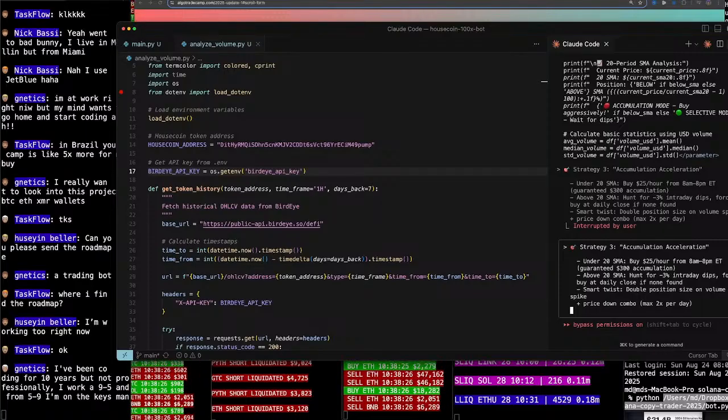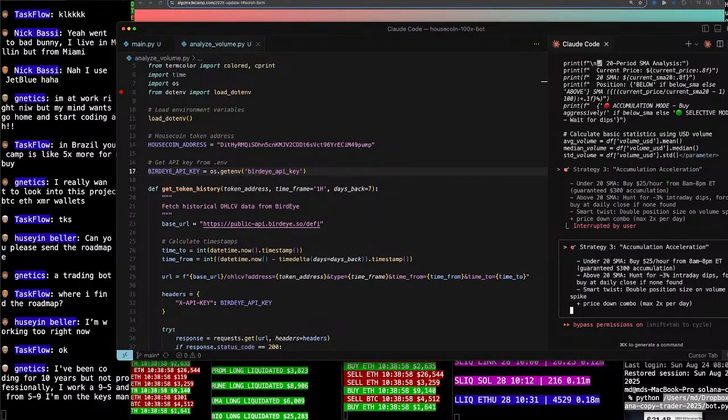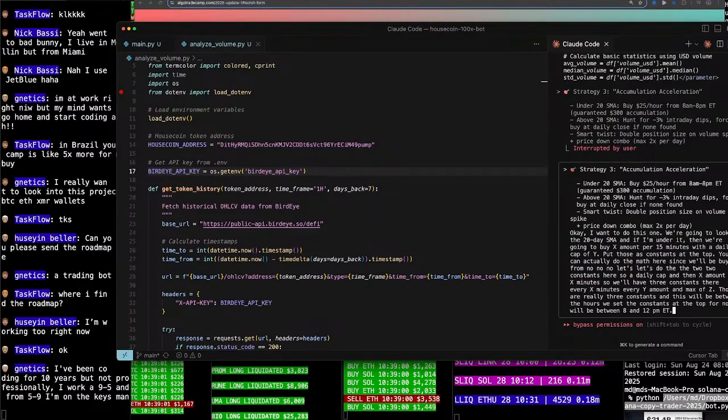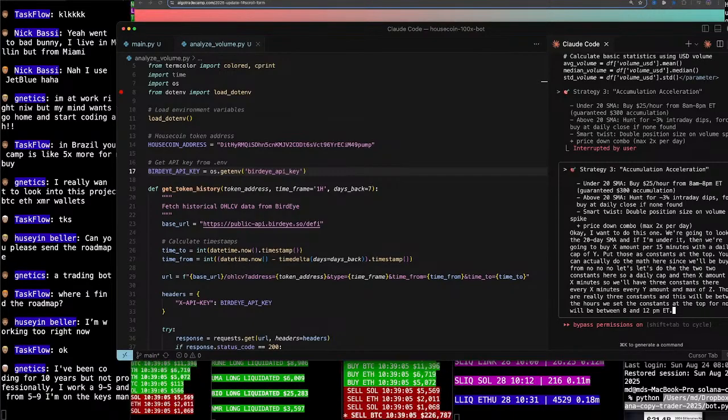You can add math here. So, no, it's the two clear. So a daily cap and then X per minute. So three constants: every minute, every amount, maximum. Those are constants. And the hours constants at the top for now will be between 12 p.m. Eastern time. For the SMA, we're looking for 3% intraday dips to buy.